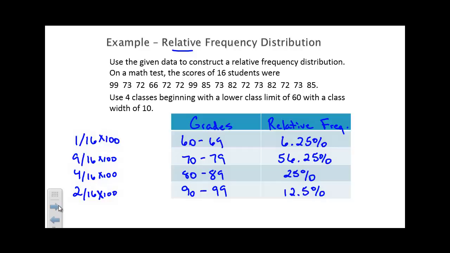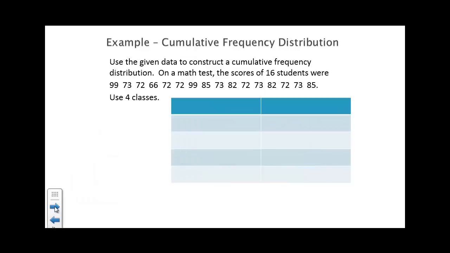Okay, so now we have our relative frequency distribution. Again, keep those numbers in your head, 1, 9, 4, 2, as we switch to the next one. Going to write those out to the side. Now we're going to create a cumulative frequency distribution. The classes are going to work a little bit differently for the cumulative frequency. We're still going to label it grade, and we're going to label it cumulative frequency.